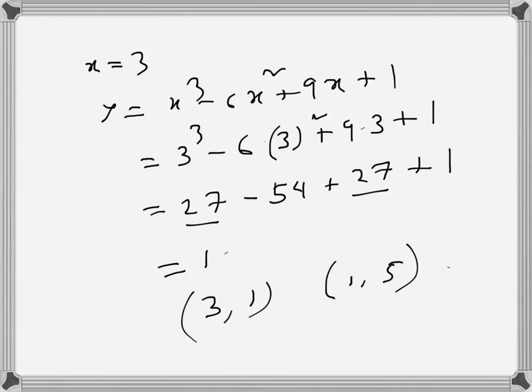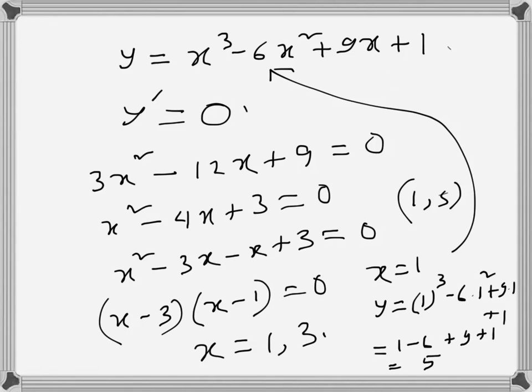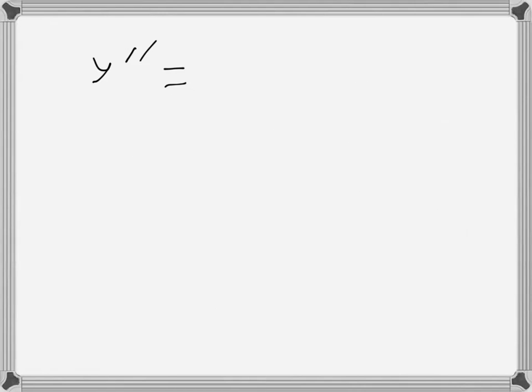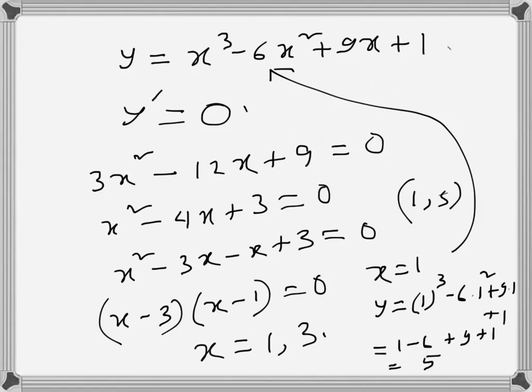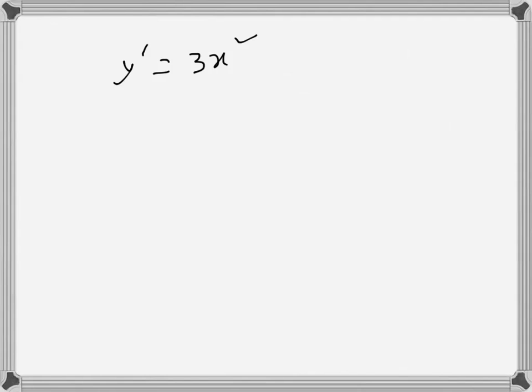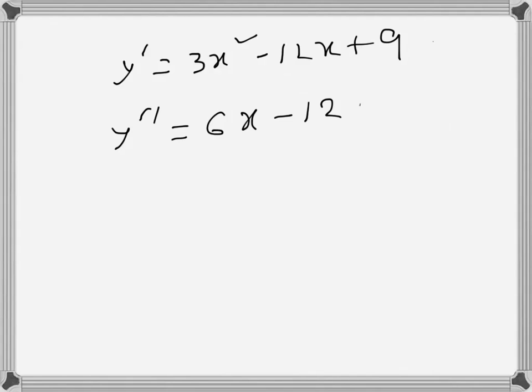Now we have to see which of these points is a maxima and which is a minima. So let's find y double prime. We know y prime is 3x squared minus 12x plus 9. So y double prime will be 6x minus 12.